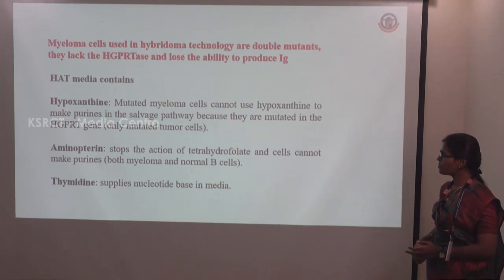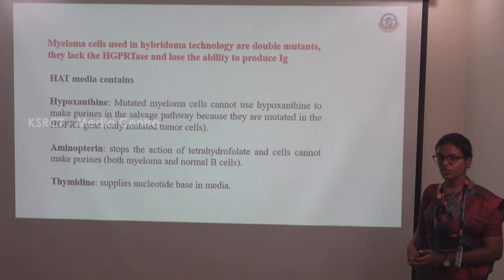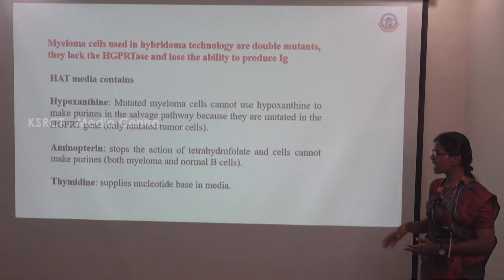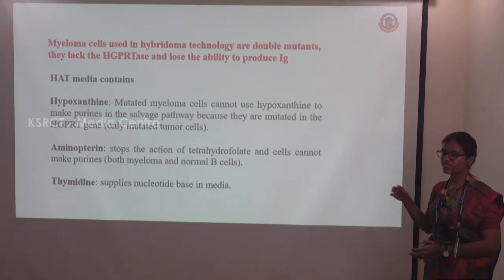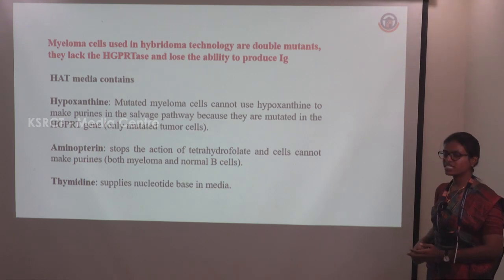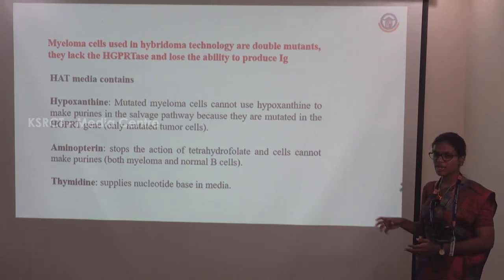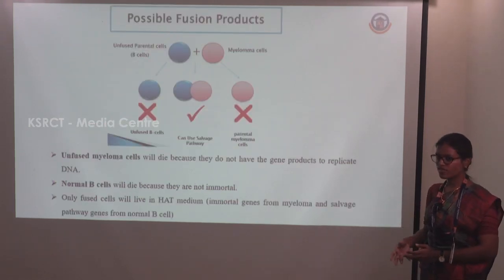So the salvage pathway, because they are mutated in the HGPRT gene and we are using aminopterin in HAT media, it stops the action of tetrahydrofolate and cells can't make purines. So the myeloma cells will die. Then thymidine, it only supplies nucleotide bases for the process of replication.